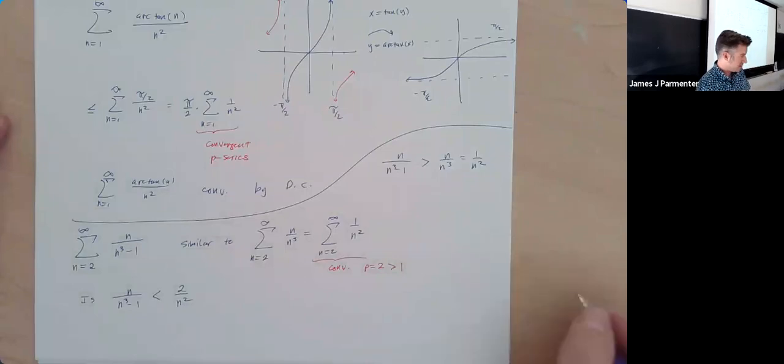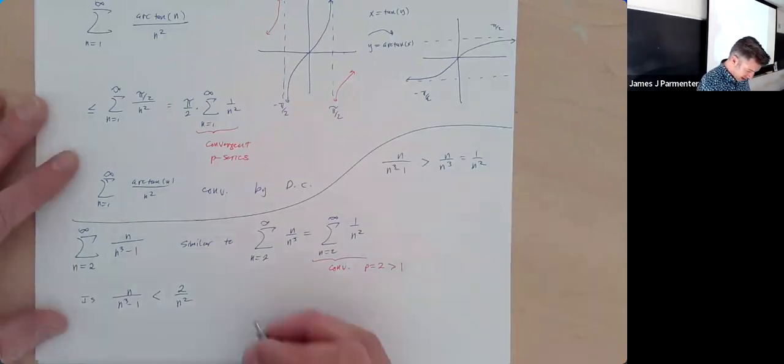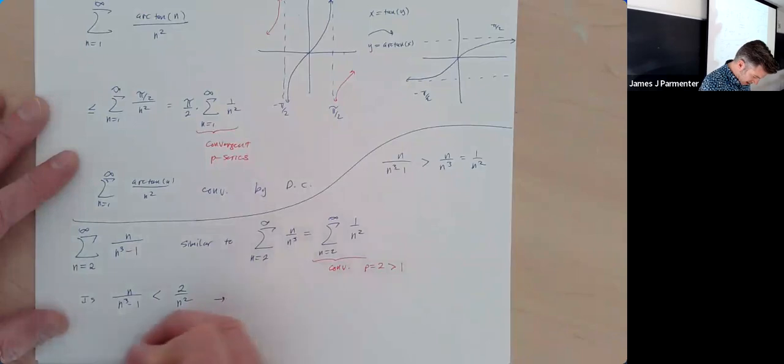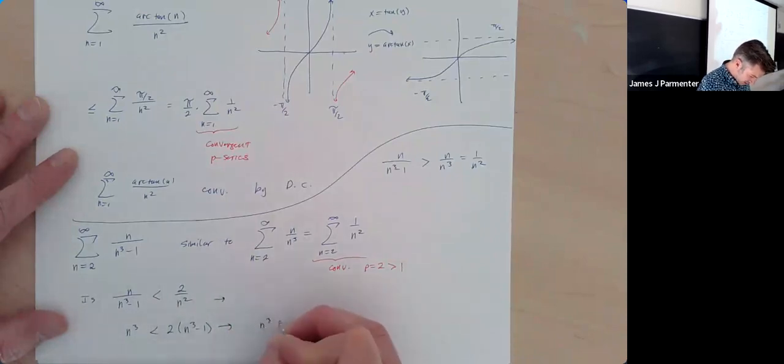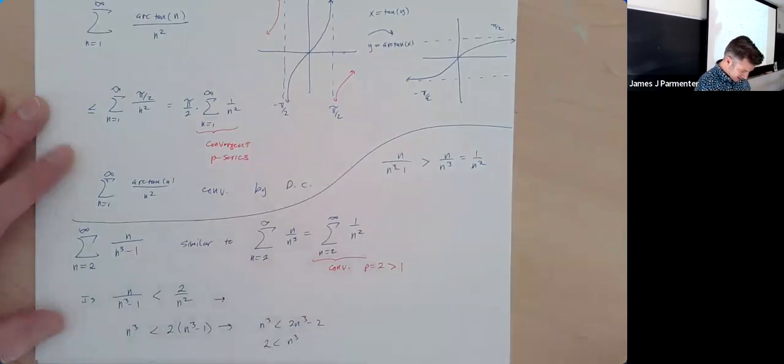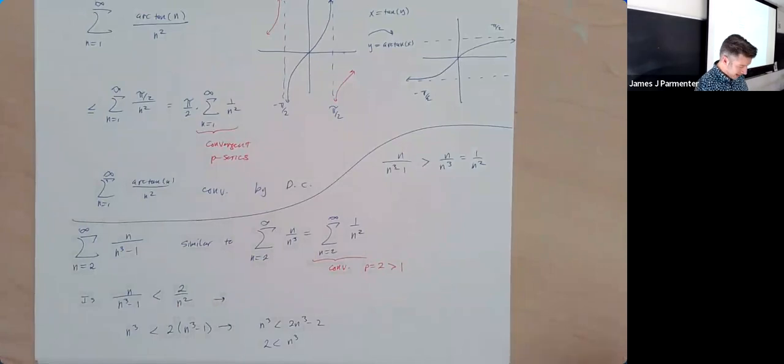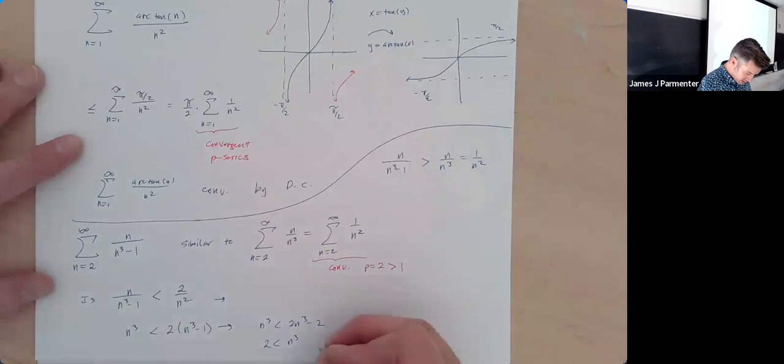Let's find out. Again, I'm going to cross multiply. I'm going to get n cubed less than 2 times n cubed minus 1, and I'm going to say that n cubed is less than 2n cubed minus 2. I'm going to subtract n cubed and add 2. Is n cubed bigger than 2? Yeah, as long as n is bigger than or equal to the cube root of 2, which it is.